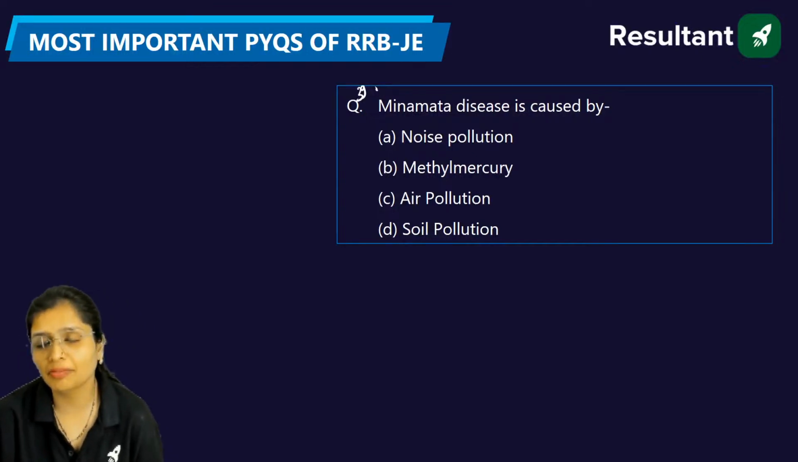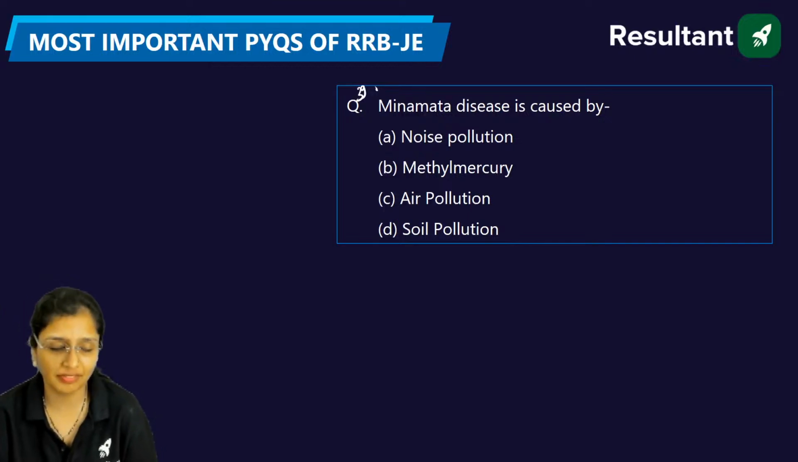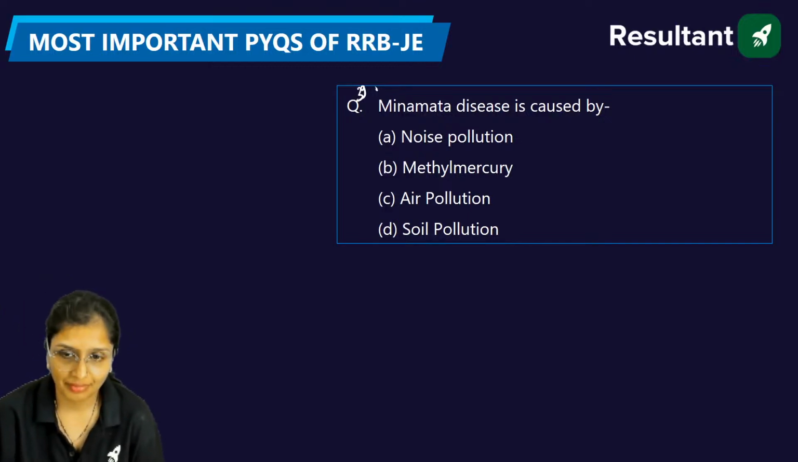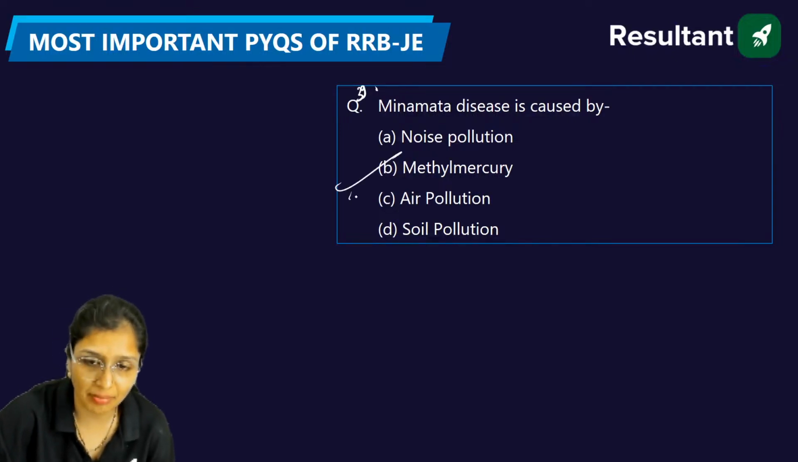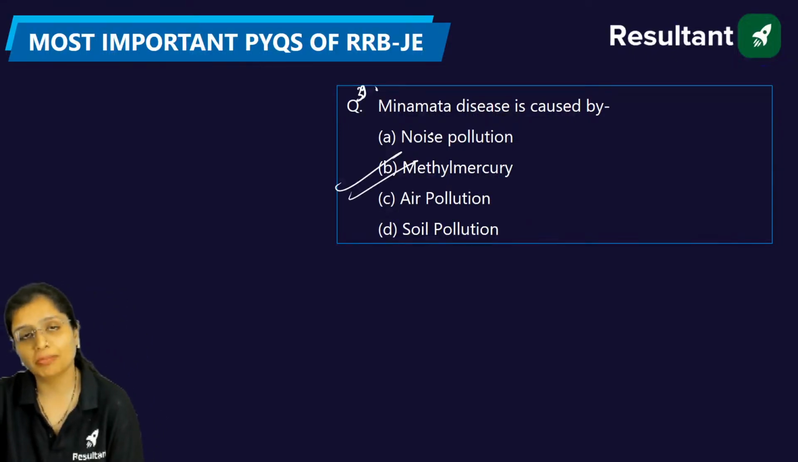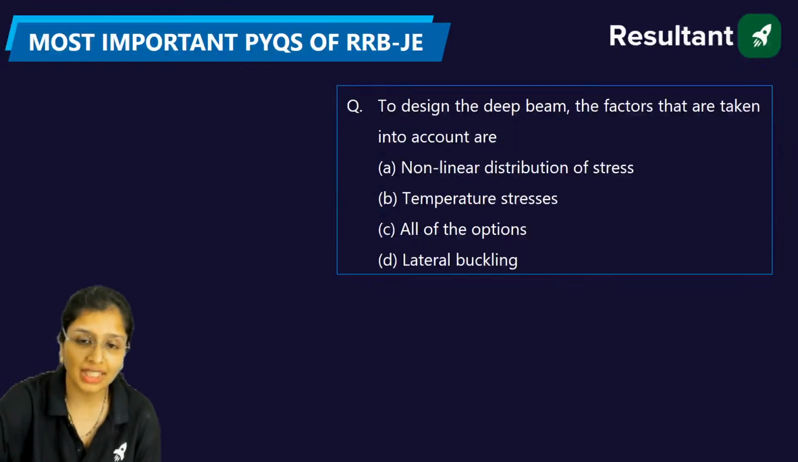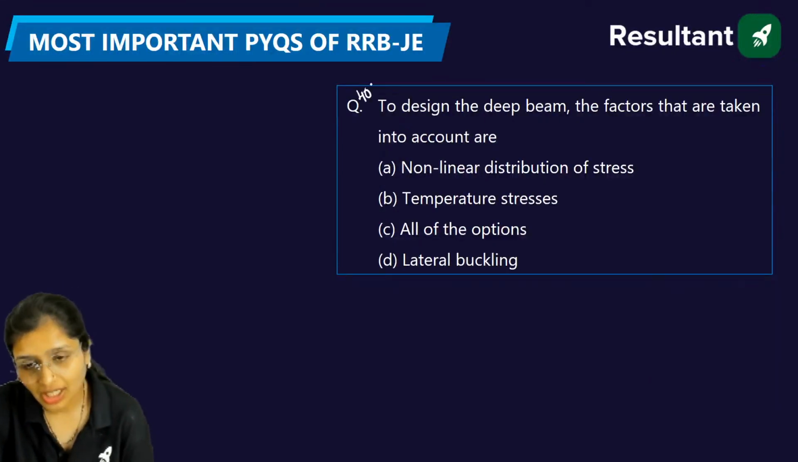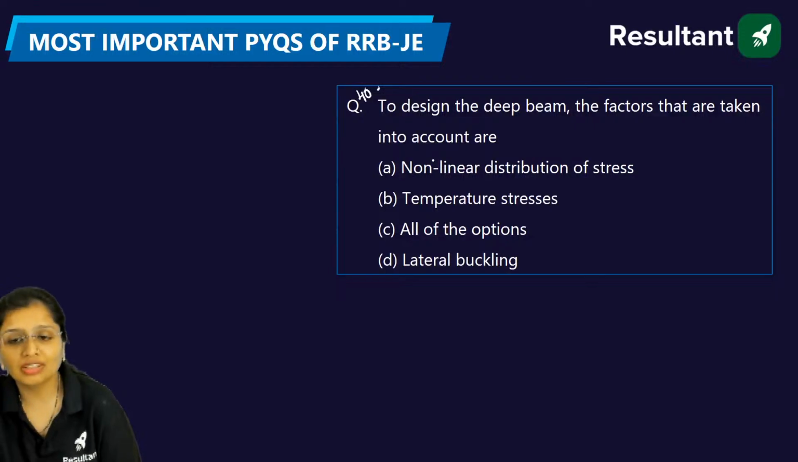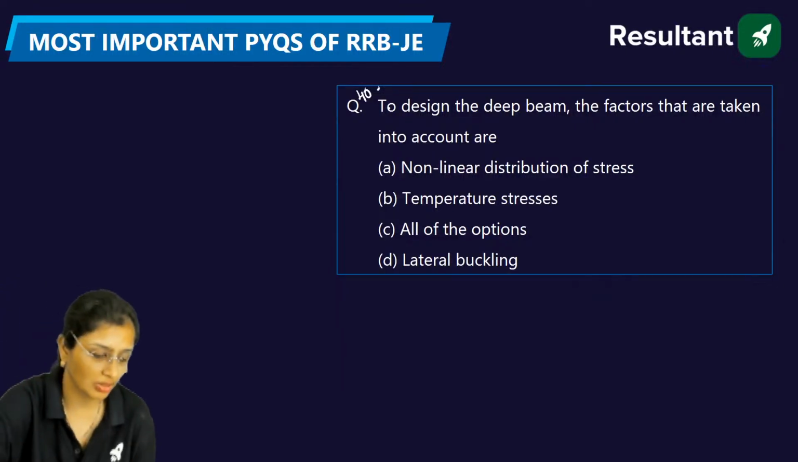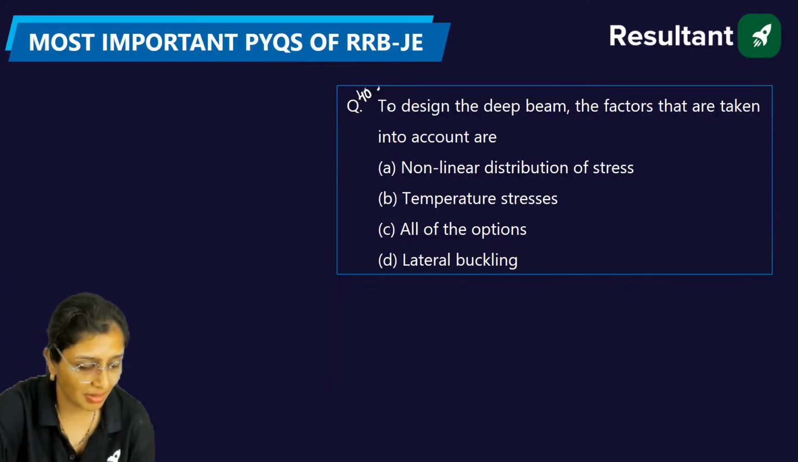This was developed in Japan first in 1956. Correct. It is caused by methyl mercury, developed in Japan in 1956. Last question for today's class. To design a deep beam, what are the factors that are taken into account?